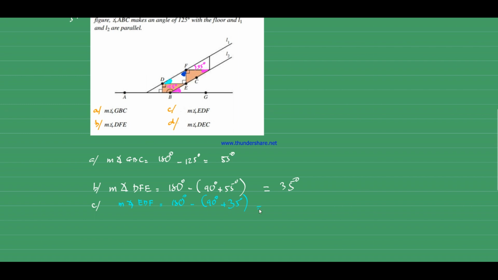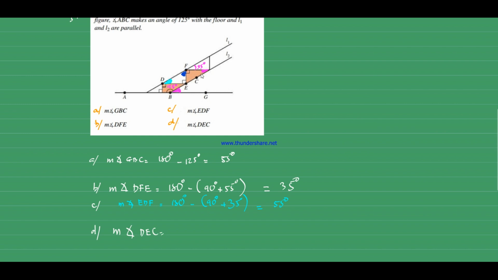Okay, so this gives you 55. Actually, you see that this looks parallel to each other because this is 90 degrees here, so actually this is 55. Okay, you can think that way, or you can look at the triangle DFG over here, then we have this. Okay, and for part D, we want to find the measure of angle DEC.